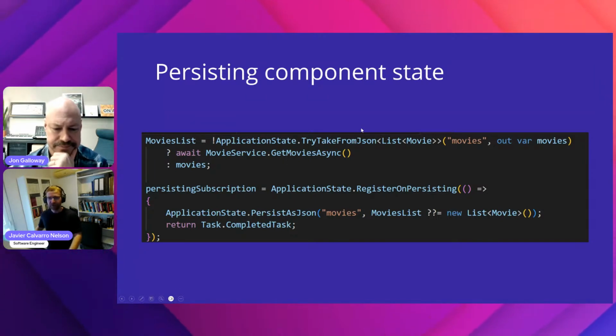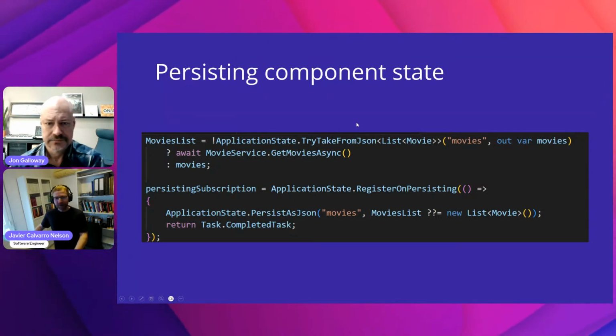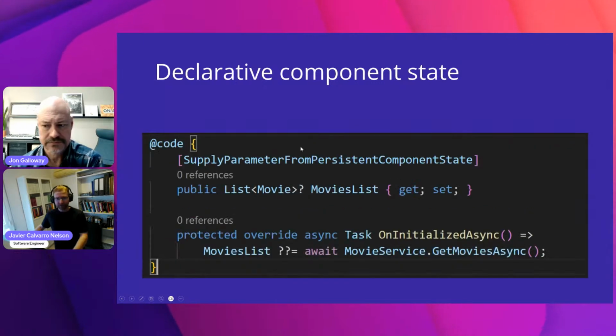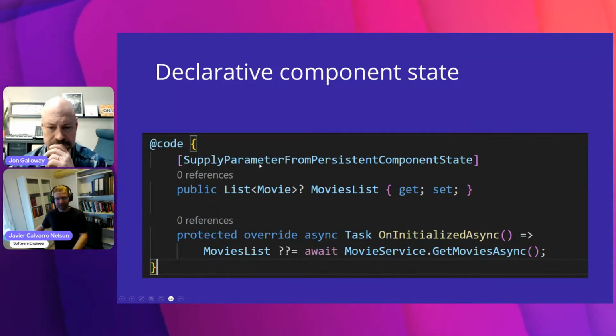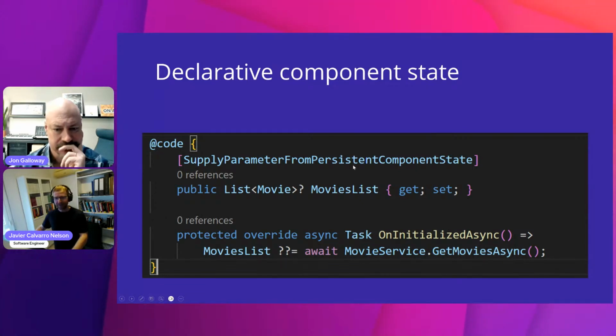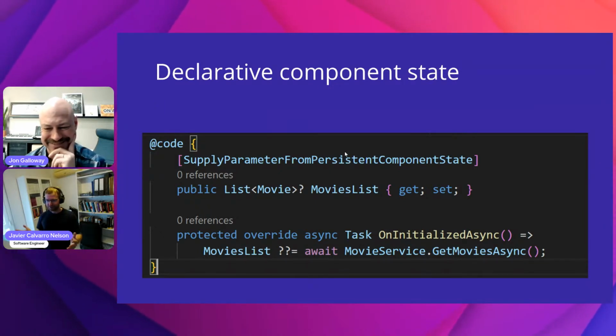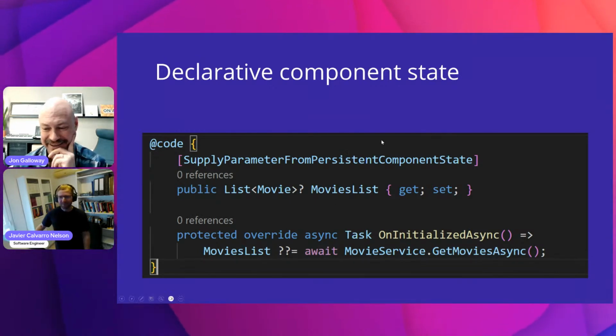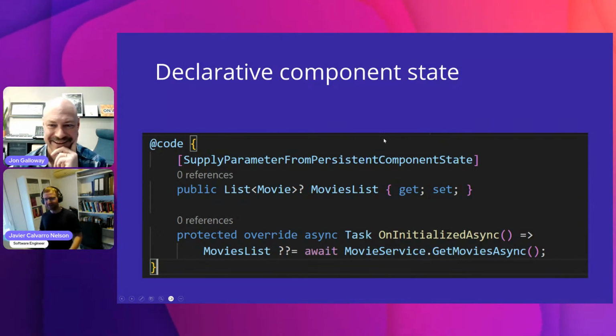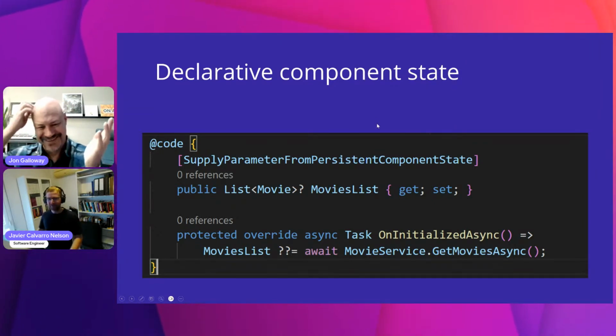With the new model, all this boilerplate essentially goes away, and you get a single attribute, supply parameter from persistent component state. It is a mouthful. It will not be this name, but if you've ever seen a recording of our API reviews, people like to discuss names a lot. So my policy is to choose a horrible name and discuss the name directly in the design meeting. That way I save myself the trouble of thinking about it and renaming it twice.